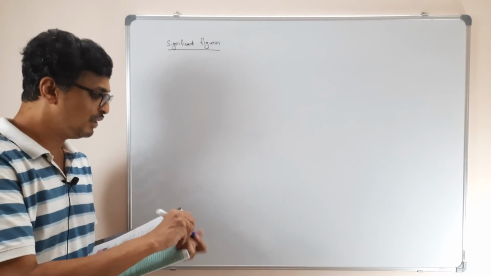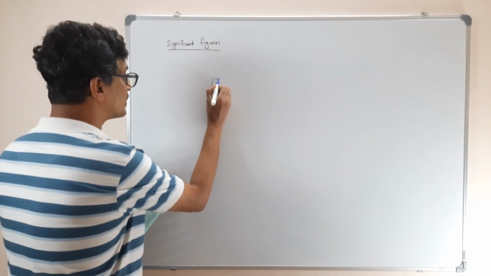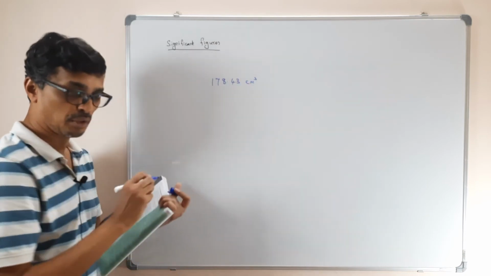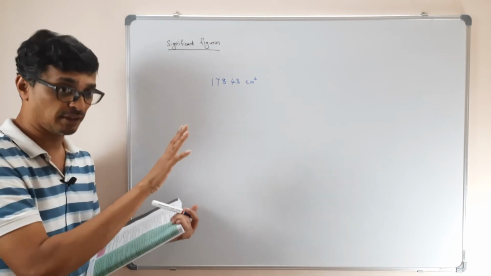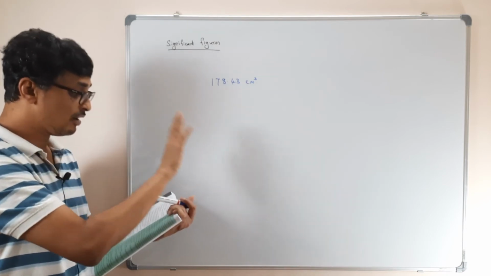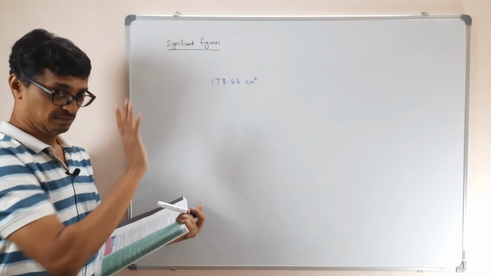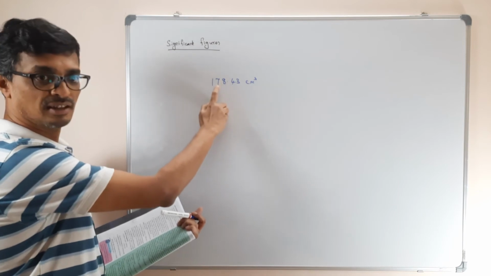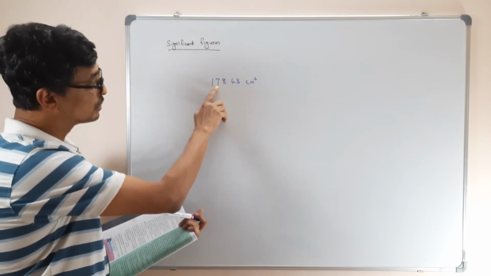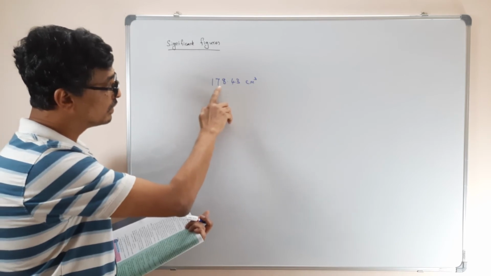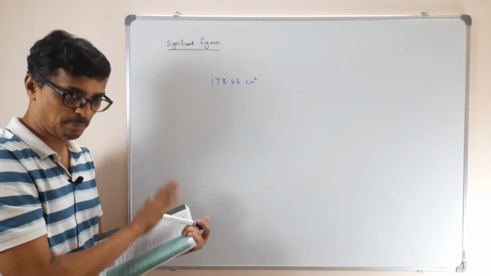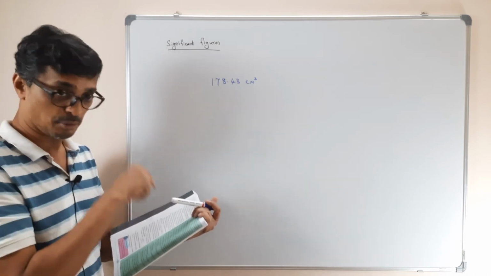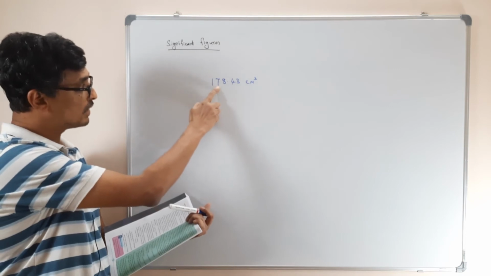For example, the example they give is 178.43 centimeter cube. Once you write it down, all these figures are significant. So all non-zero digits are significant. Suppose you have a zero here, that will come later on. Here all these digits are significant, which is what we had done earlier, and this connects with the second point. So here the significant figures are 17843.